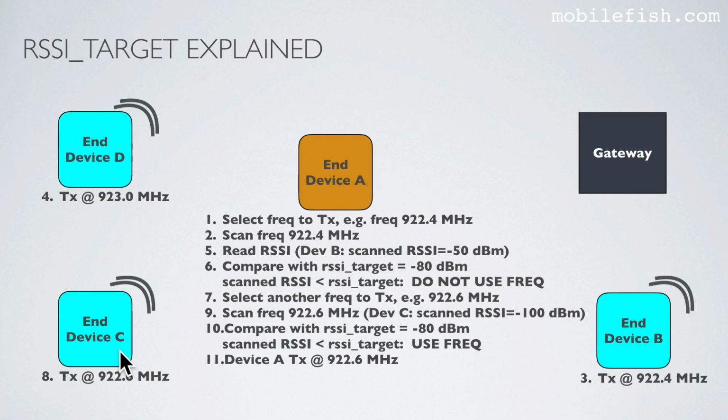At the same time, there is another end device which transmits at this frequency. This frequency matches this frequency. Now device A scans this frequency. Device A receives a signal from device C. So the scanned RSSI value is in this case minus 100 dBm. Again, it compares it with the RSSI target value, which is minus 80 dBm. In this case, the scanned RSSI, which is minus 100, is smaller than the RSSI target, which is minus 80 dBm. So device A can use this frequency. Device A can now transmit at this frequency.